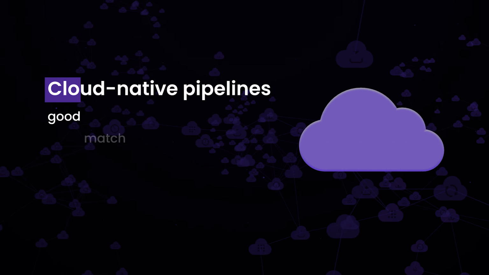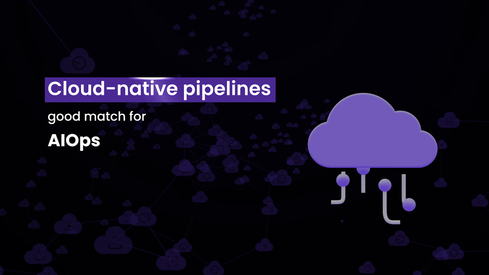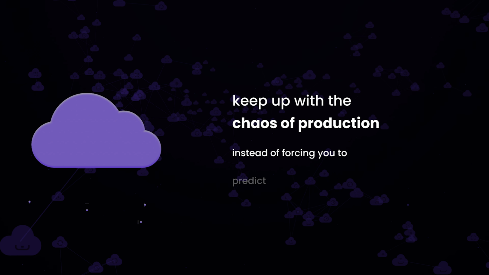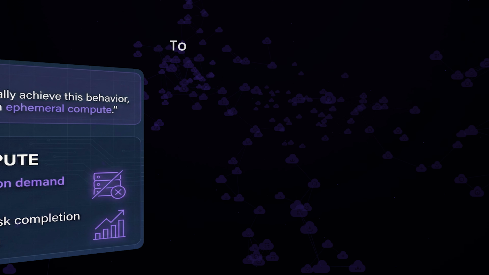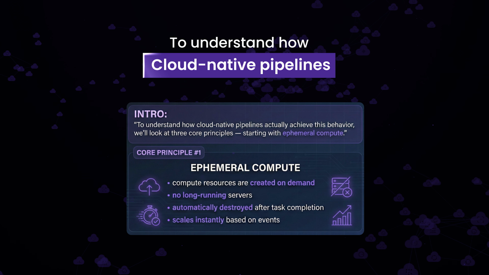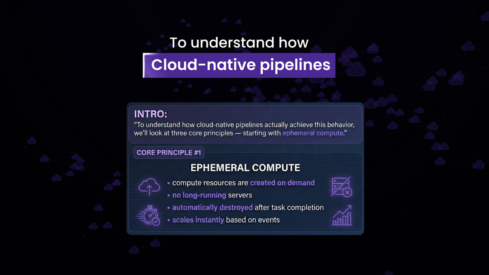This is why cloud-native pipelines are such a good match for AIOps. They can keep up with the chaos of production instead of forcing you to predict the future with hardware purchases. To understand how cloud-native pipelines actually achieve this behavior, we'll look at three core principles, starting with ephemeral compute.